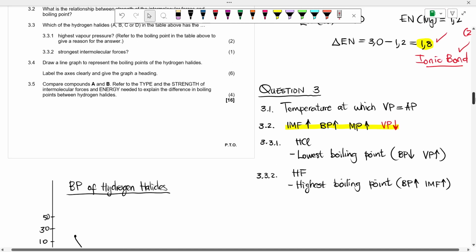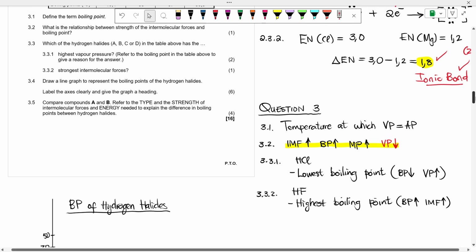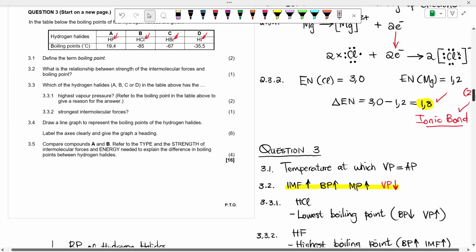Compare compounds A and B. Refer to the type and strength of intermolecular forces and energy needed to explain the difference in boiling points between hydrogen halides. So we have hydrogen halides. We need to talk about the strength of the intermolecular forces that we find between hydrogen halides, and it might not be the same intermolecular force. Depends on which ones you're talking about.